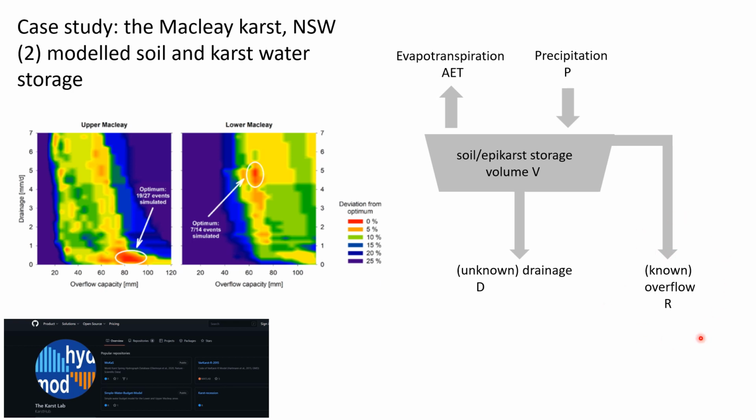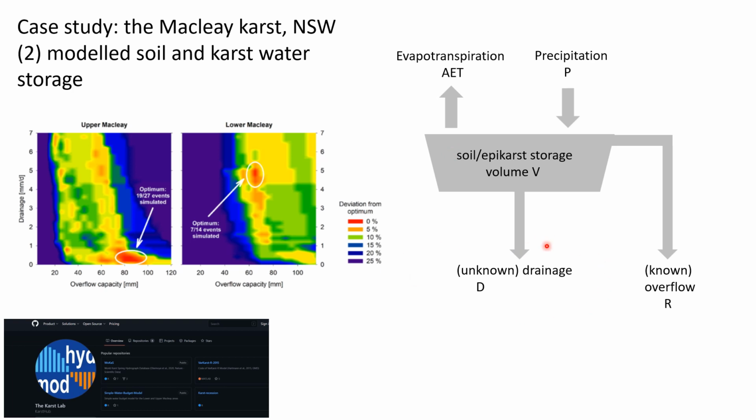So we're going to run this model. We know when the bucket is full because we see recharge in the cave. That's the recharge events that we observed over the 5 years in the previous slide. We know the rainfall going into this model, and we know the actual evapotranspiration, the water leaving the model. So the only unknowns are the size of the bucket or the reservoir. So we've called this the soil and epikarst storage volume, or V. Epikarst is just a technical term for the near surface part of the karst geology.